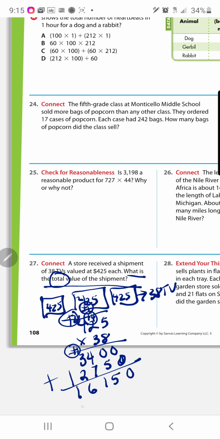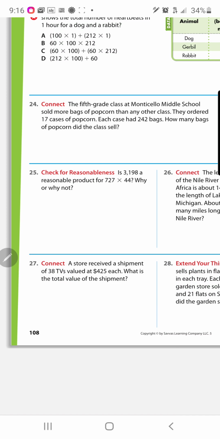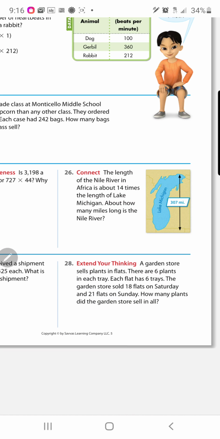And then bring down your 1. So your total amount that the shipment is valued is $16,150. Okay, let's move on. Number 26.